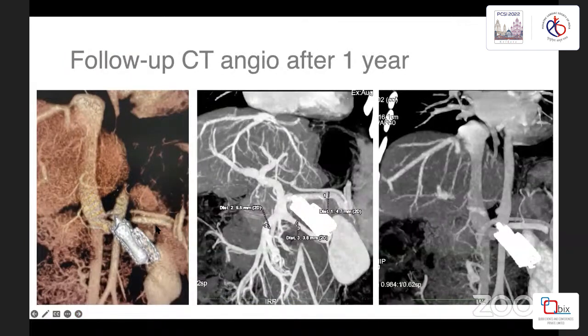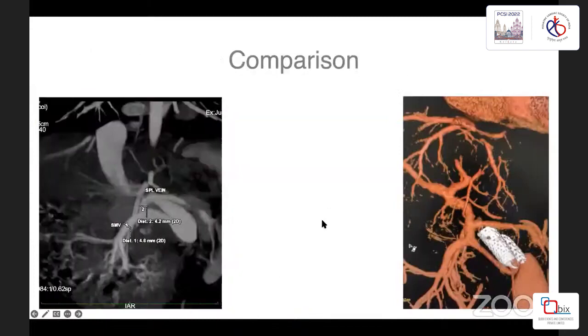The CT scan was done recently. You can see the two stents are here, and the device is positioned in the 10x30 millimeter Cook's stent, and you can see the portal vein now. This is the portal vein which is well developed here. You can see the portal vein very well developed, and the serum ammonia levels became normal.